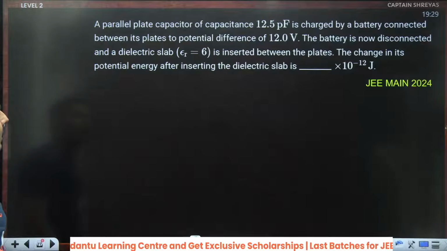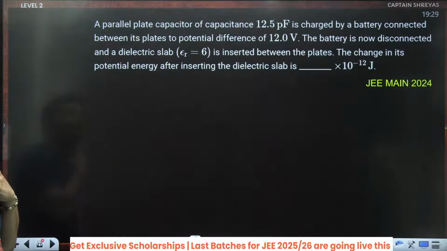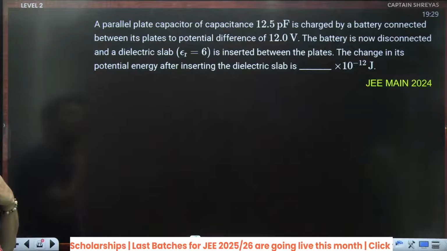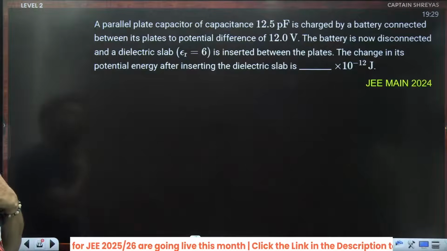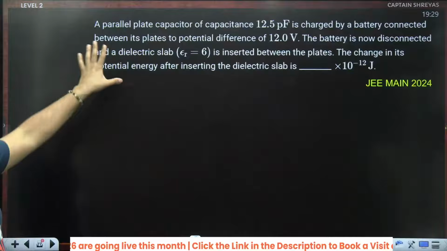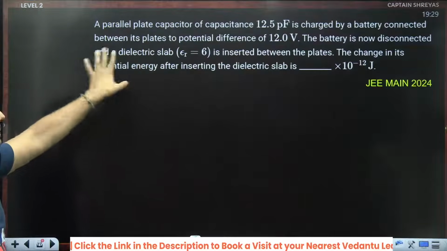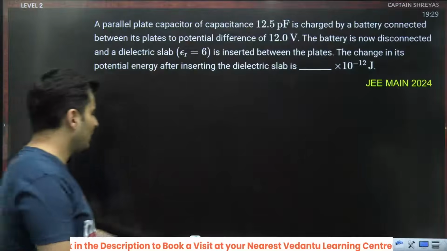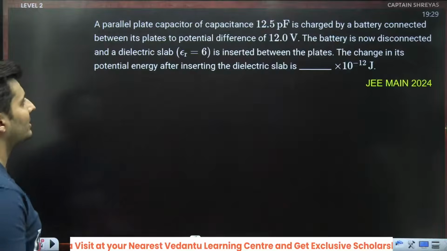A parallel plate capacitor of capacitance 12.5 pico farad is charged by a battery connected between its plates to a potential difference of 12 volts. The battery is now disconnected and a slab is inserted. Find the change in the potential energy after inserting the slab. Guys, don't you see? It is very much similar to the previous question, just that now the battery is disconnected. That's the major difference.